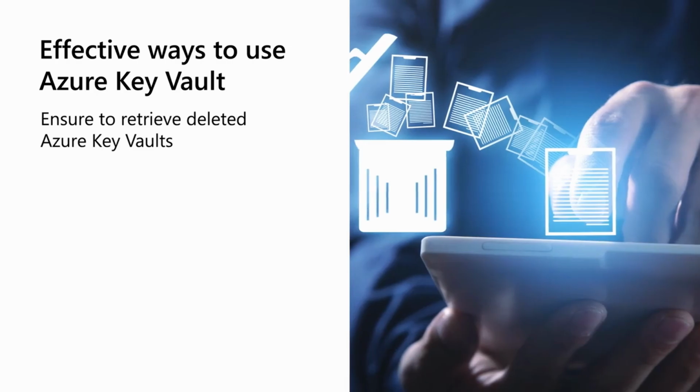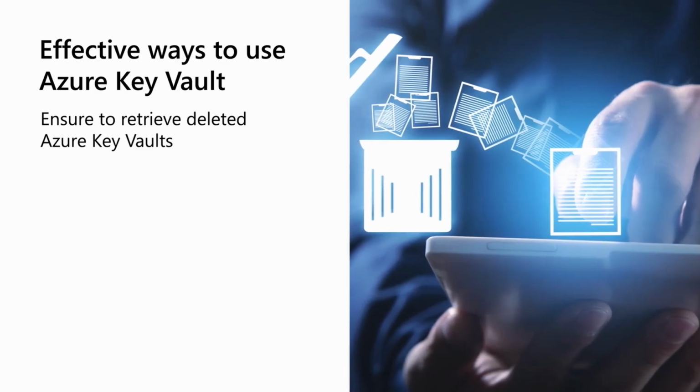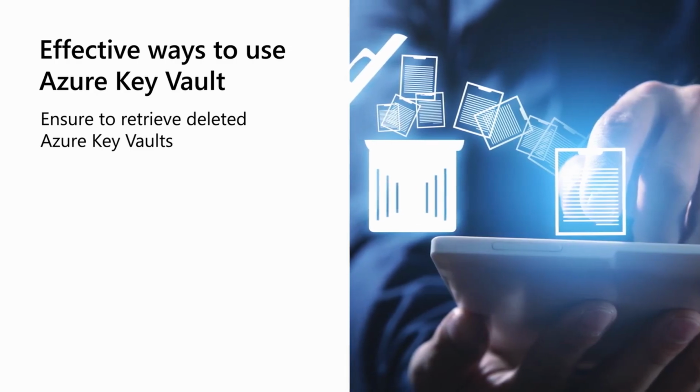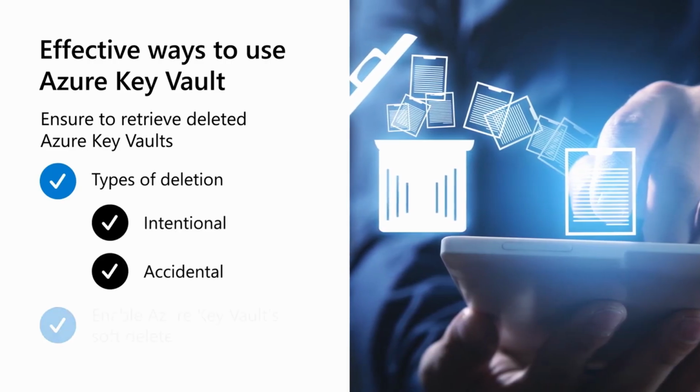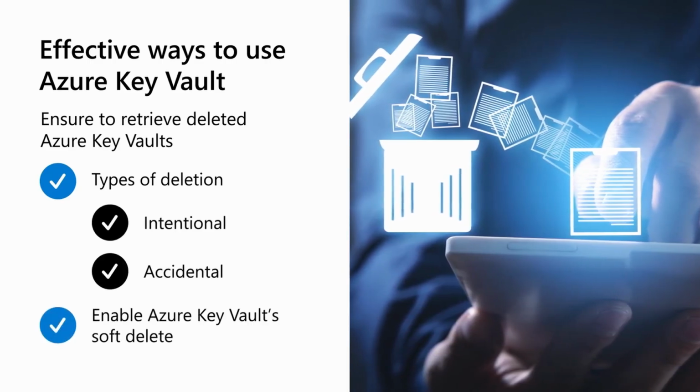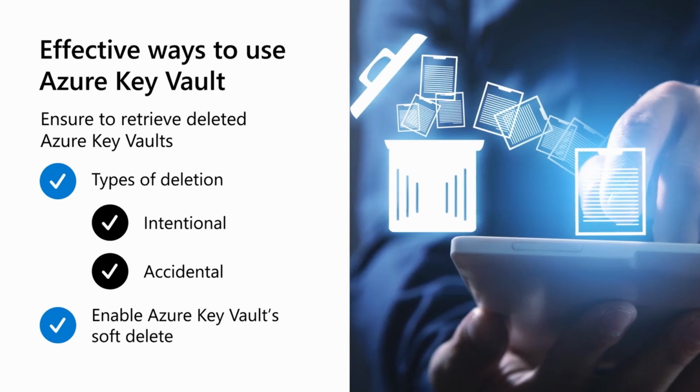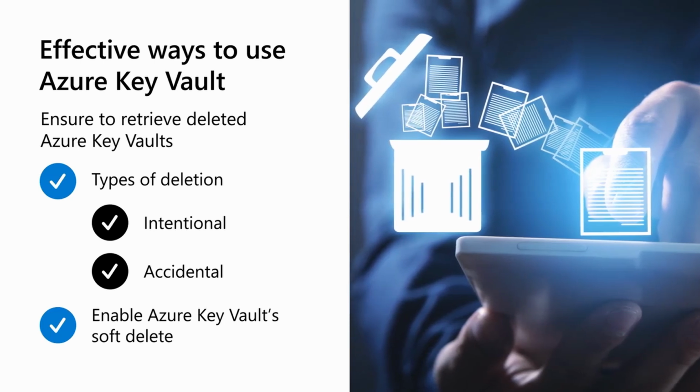And the last is to ensure you can retrieve deleted Azure Key Vaults or Azure Key Vault objects. There are two types of deletions, intentional and accidental. You can enable Azure Key Vault's soft delete and purge protection capabilities for keys you have used to encrypt data at rest. You know that removing these keys will result in data loss. However, you can recover the vault items and deleted Azure Key Vaults if necessary.